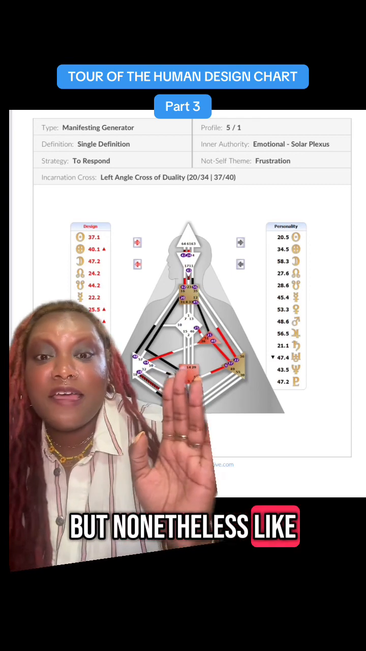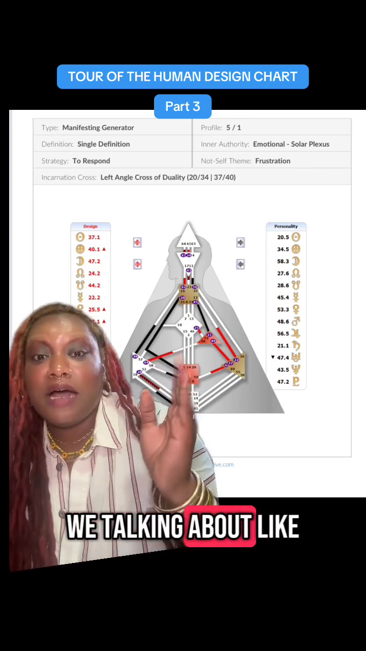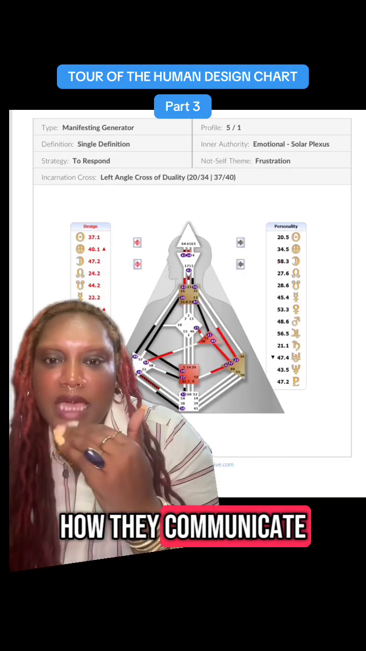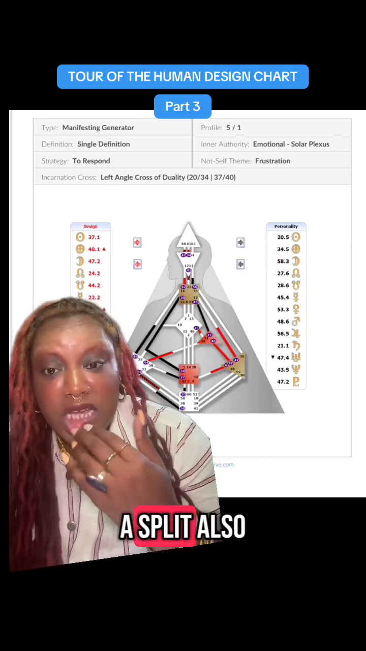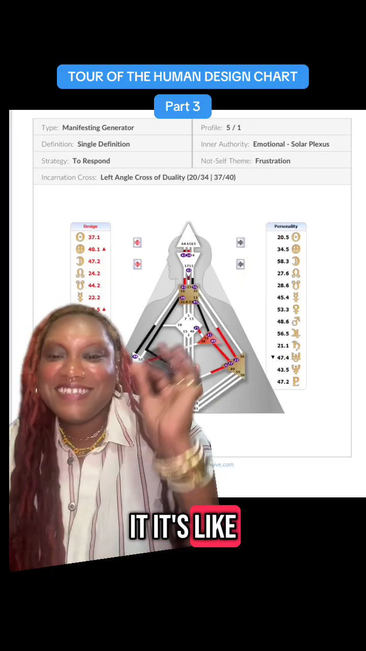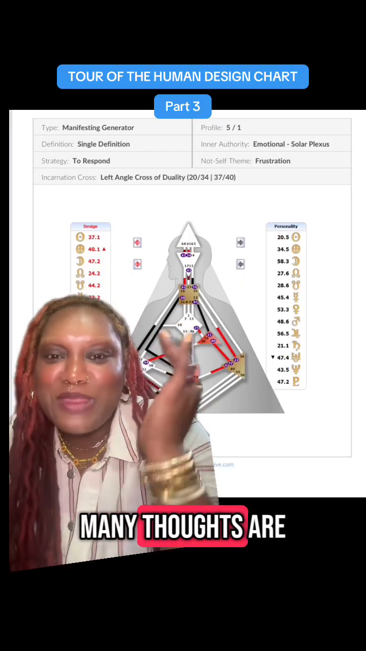But nonetheless, that definition, when we're talking about how your defined centers connect to each other, how they communicate, and whether or not there is a split, also speaks to... it's like, oh my god, so many thoughts are coming to me.